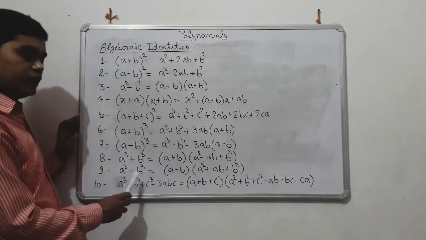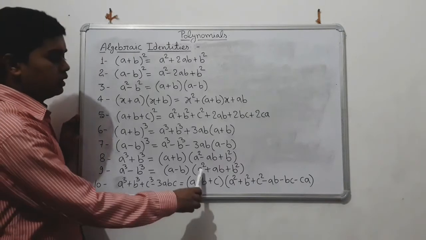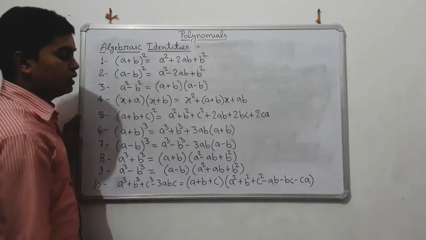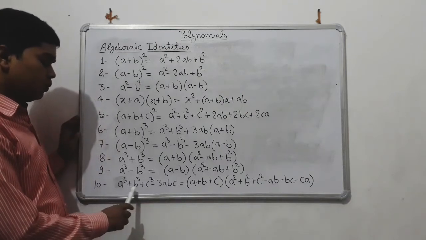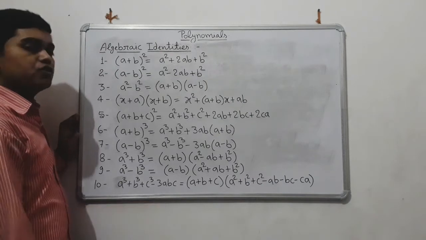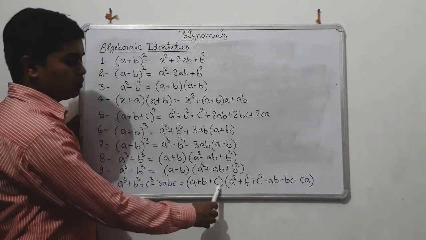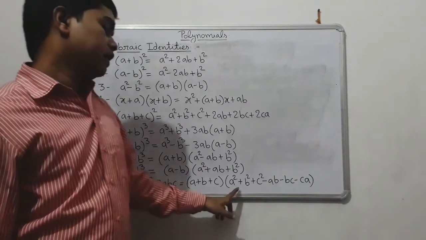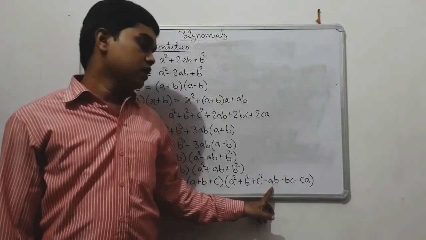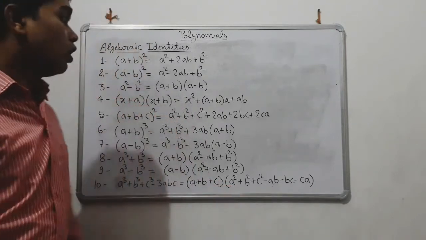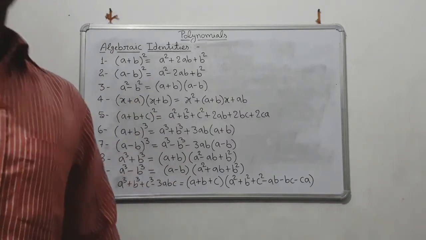Ninth one is a cube minus b cube. So the formula for this is (a minus b) in first bracket into, in second bracket, you will get (a square plus ab plus b square). And the last one is a cube plus b cube plus c cube minus 3abc. The formula for that is, in first bracket, (a plus b plus c) and in second bracket (a square plus b square plus c square minus ab minus bc minus ca). Now we will see how we can prove these identities.